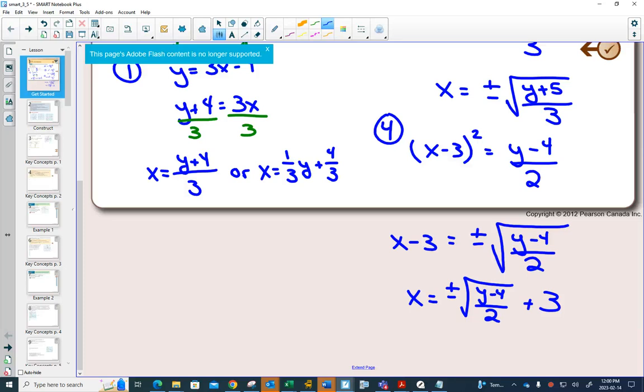This strategy of solving for a variable comes up when we look at inverses. And so what we're going to do tomorrow is look at inverses.